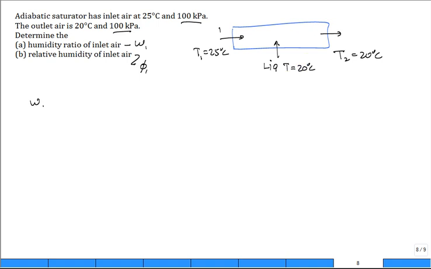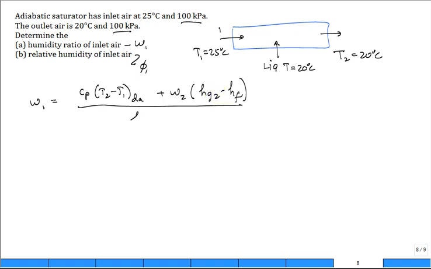Calculate omega 1. You have the enthalpy, let me write it this way, C sub P, T2 minus T1 of the dry air, plus omega 2 times H of G2 minus H of F. And then we divide by H of G1 minus the H of F. These are known right away. H of G going out at 20 degrees C, we can look that up right away. H of G coming in at 25 degrees C. This H of F, we'll assume it's at 20 degrees C.